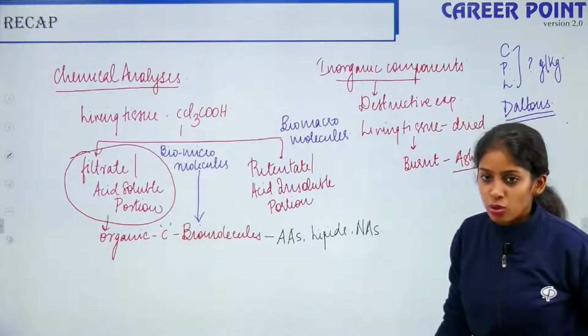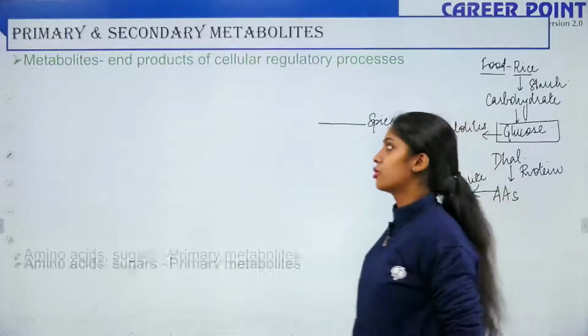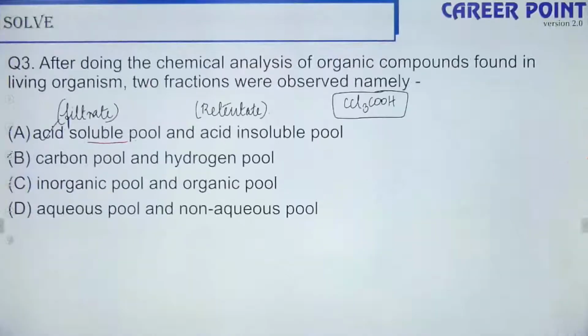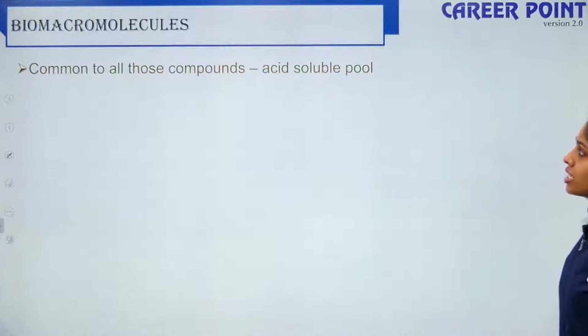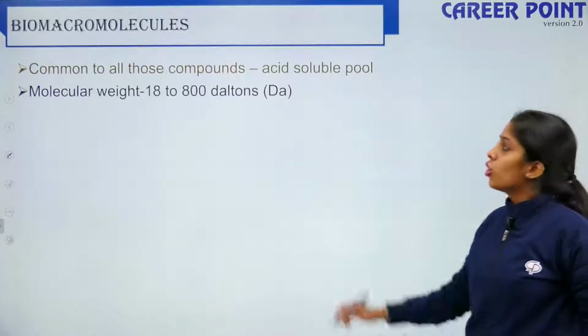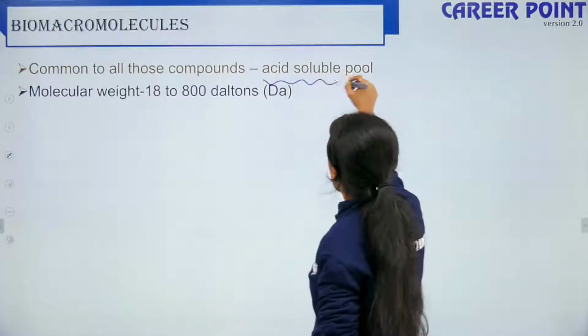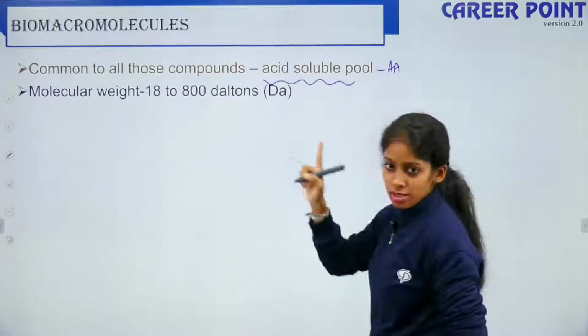So these are known as biomacromolecules. Okay, yes. So now going back to that slide. Common to all these compounds is your acid soluble pool, because that contains your organic compounds, right? The molecules present in your acid soluble pool are your amino acids, not proteins, only amino acids.